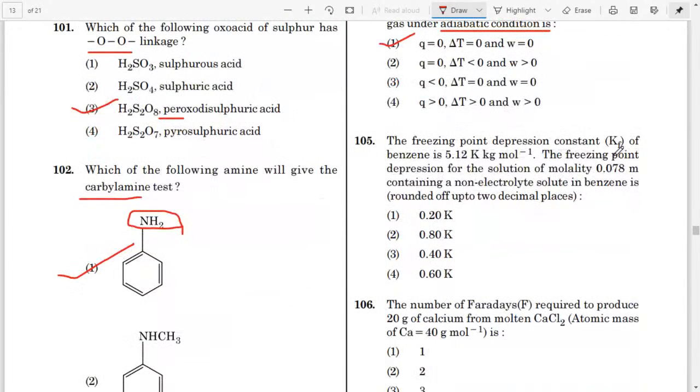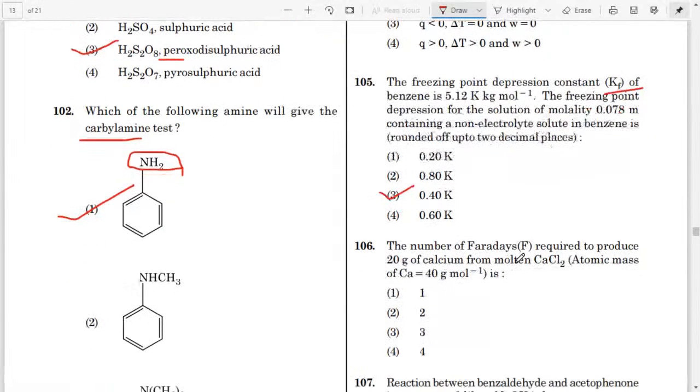The freezing point depression constant Kf of benzene is 5.12 Kelvin kilograms per mole. The freezing point depression for the solution of molality 0.078 molality containing a non-electrolyte solute in benzene, rounded off up to 2 decimal places. Simply you can calculate 5 into 8, say 0.08. 5 into 8 is going to be 40, so you can straight away take 0.40 Kelvin. So the option number 3 is correct option, students.